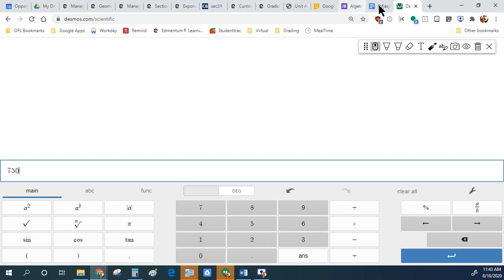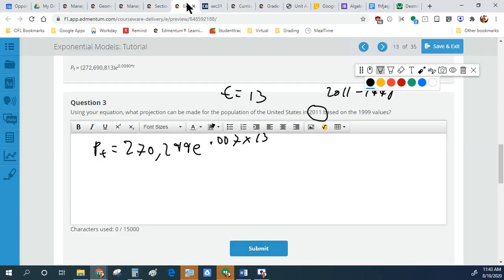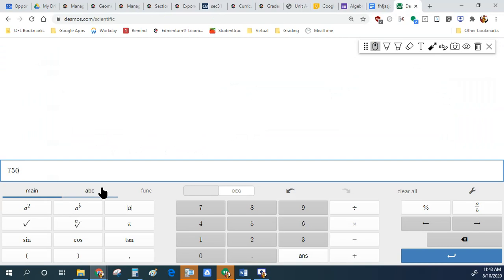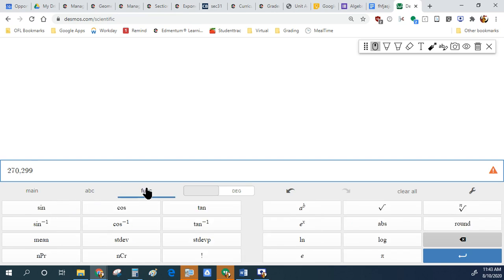75. What was our initial population? Oh, 270. Oops. 270,299. E. Where's the E? Function. E. And you said the growth rate was 0.7%, Nick? Okay. And then we're going to multiply that by 13 years.